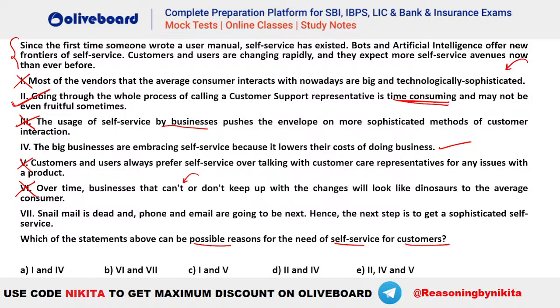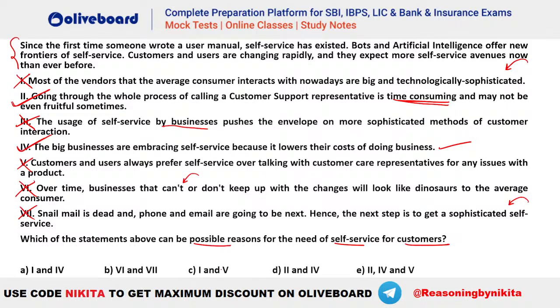7, look at what 7 is saying here. Snail mail is dead and phone and email are going to be next. Hence the next step is to get a sophisticated self service. So again, snail mail is dead, phone and email are going to be next. But is this showing you that people will be accepting this self service here? That may be the next step, but will they prefer it, will they go for self service? That is not clear from the 7th one, isn't it? So the answer to this question will be 2 and 4.